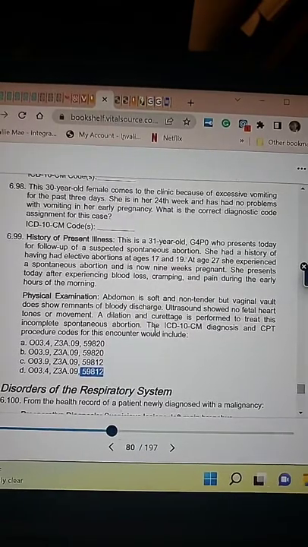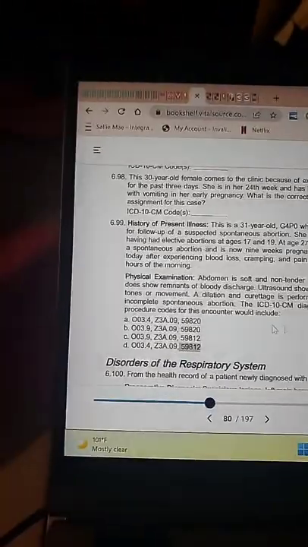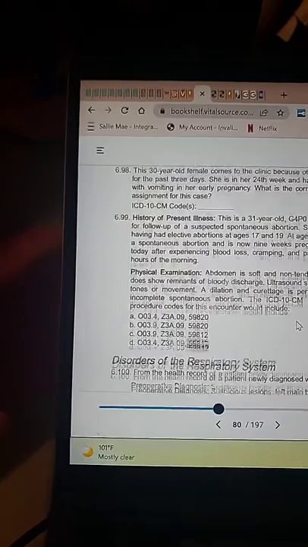And yes, we are going to stay with our D for this answer. I did go look up this one, and yep, it just says correct answer. It's not giving us much info, but yes, that one is D.